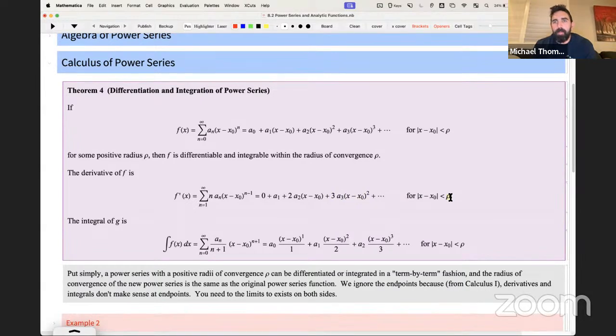Now, I'm ignoring the endpoints, so that's a separate issue. We don't even need to talk about them because you need to come in from both sides. But as far as this radius, it'll stay the same.